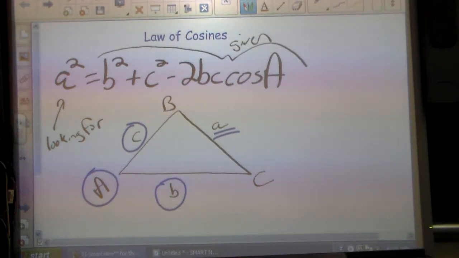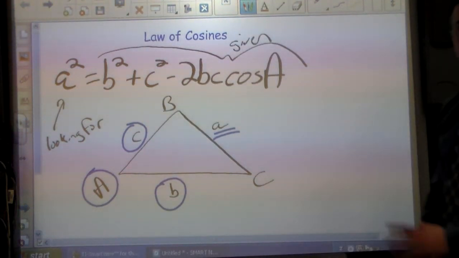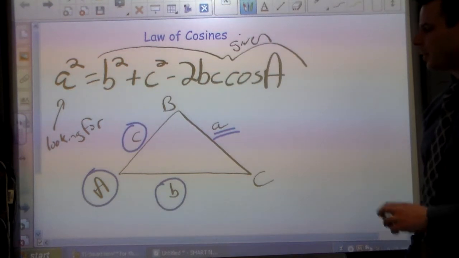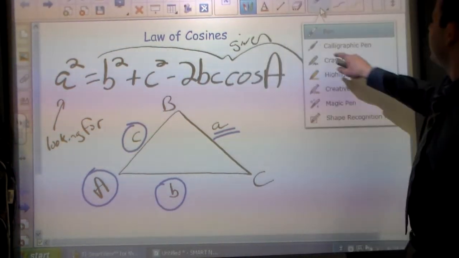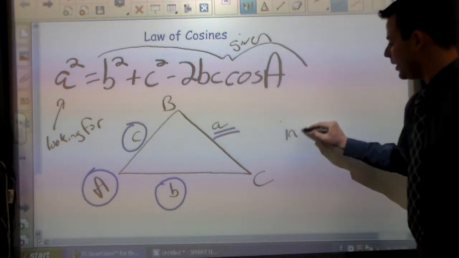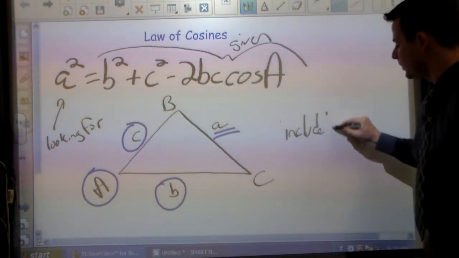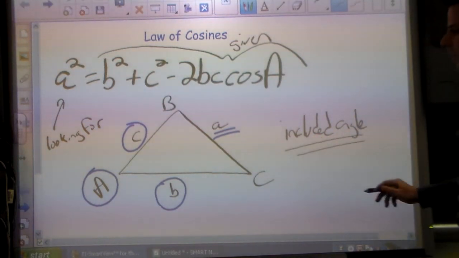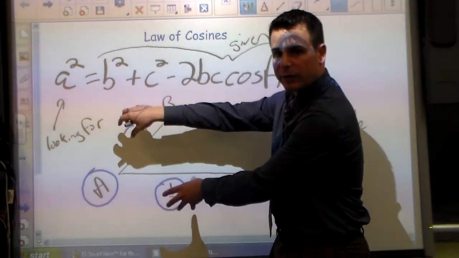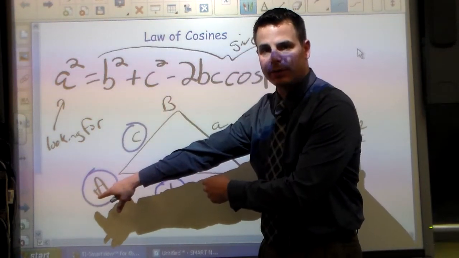So that's pretty easy to recognize if we were given a diagram, or even information that we could draw ourselves a diagram. This is what's called an included angle. It means there's two known sides surrounding a known angle.